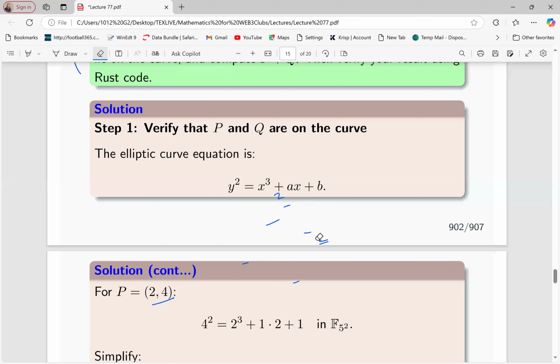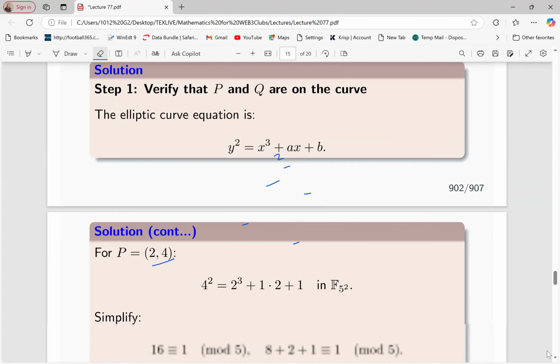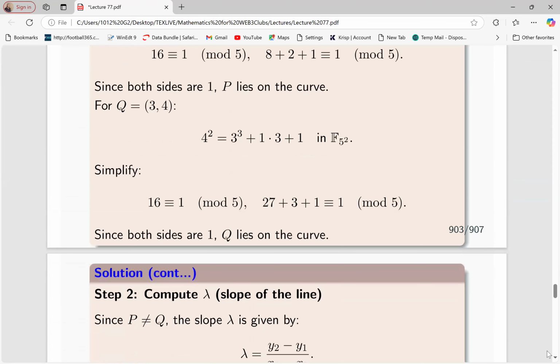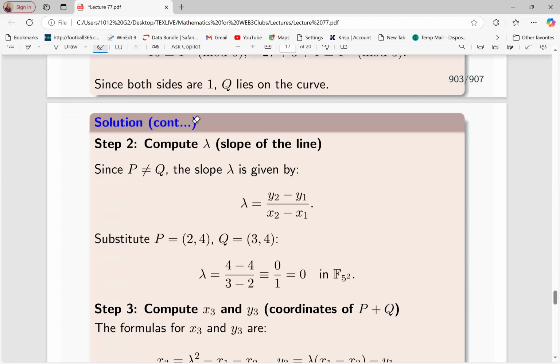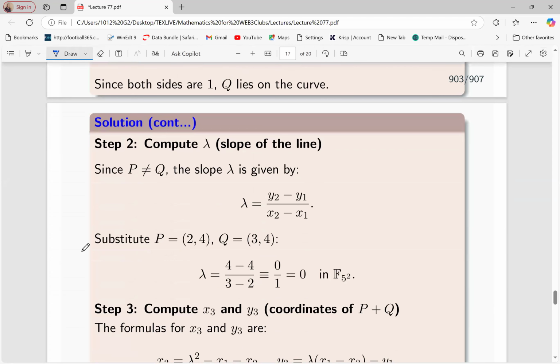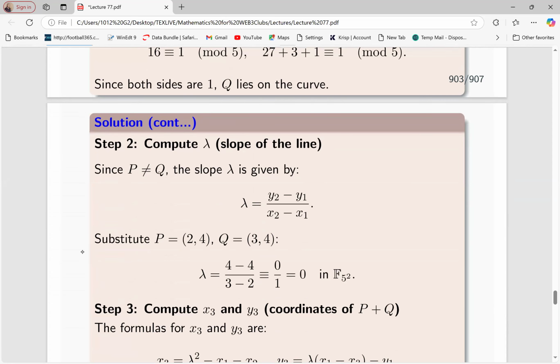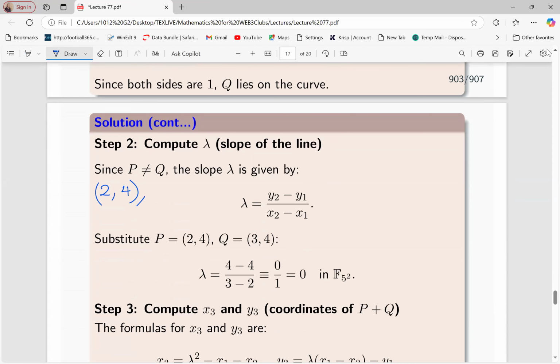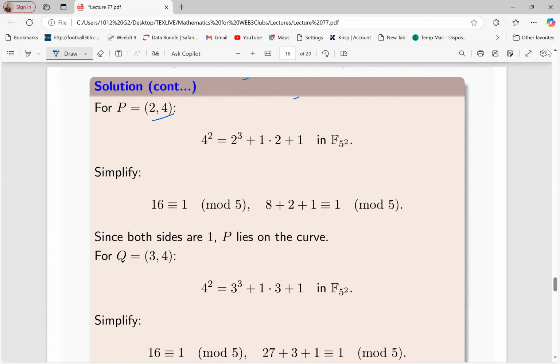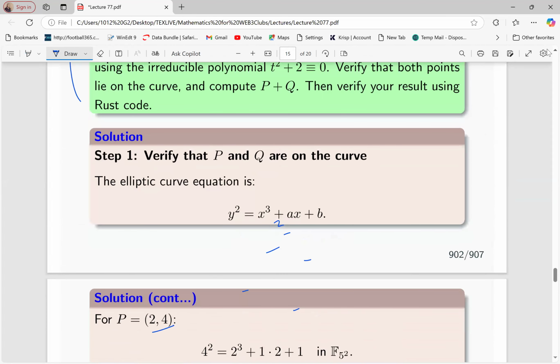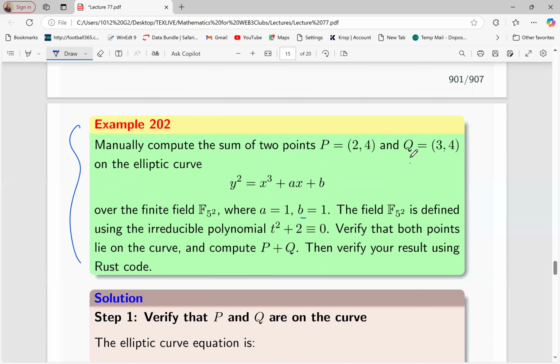That is not what we want to do. What we want to do is to add the 2 points given to us. So how do we add the points? For you to add them, first of all, you check if they're on the same vertical line, because if they're on the same vertical line, their sum will be the point at infinity. We've been given 2, 4, and 3, 4.